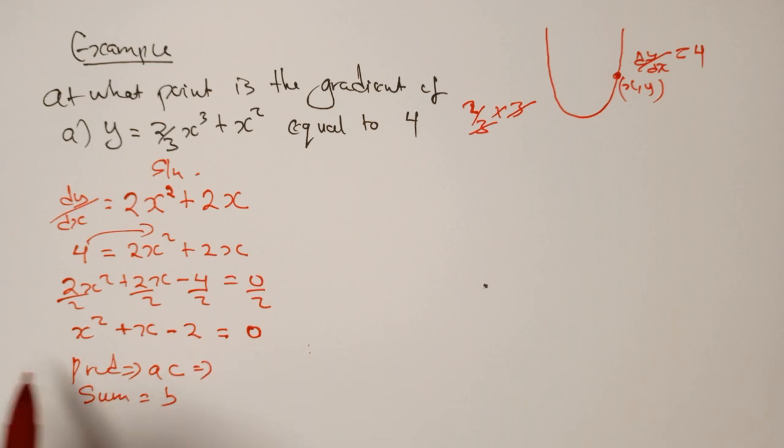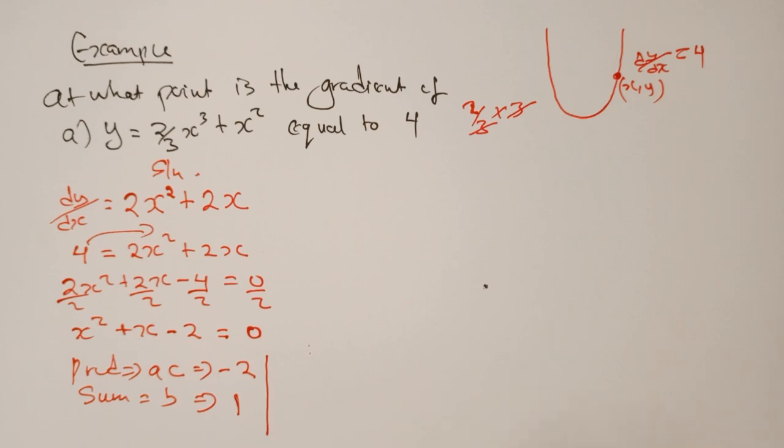So in our case, our AC, we take the coefficient of x squared, which is 1, multiplied by c, which is negative 2, you get negative 2. Our B is the coefficient of x, which is 1. So get two numbers that when you multiply them, you get negative 2, and when you add them, you get 1. If you check, those two values will be 2 and negative 1. If you multiply 2 times negative 1 it is negative 2. When you add them, you get 1. So we are going to replace these two values with this one here.